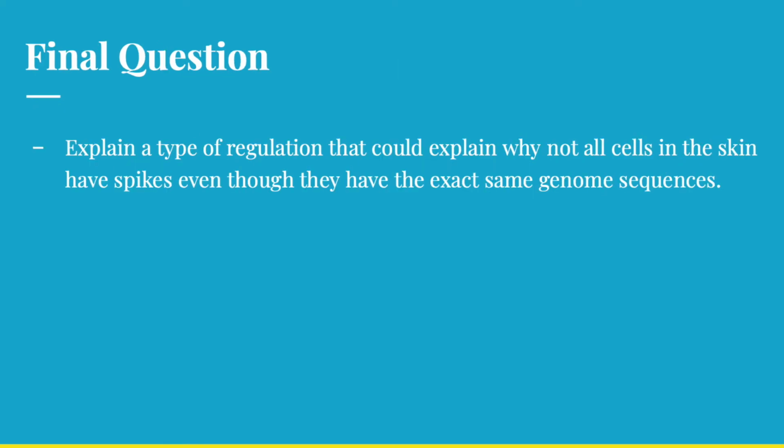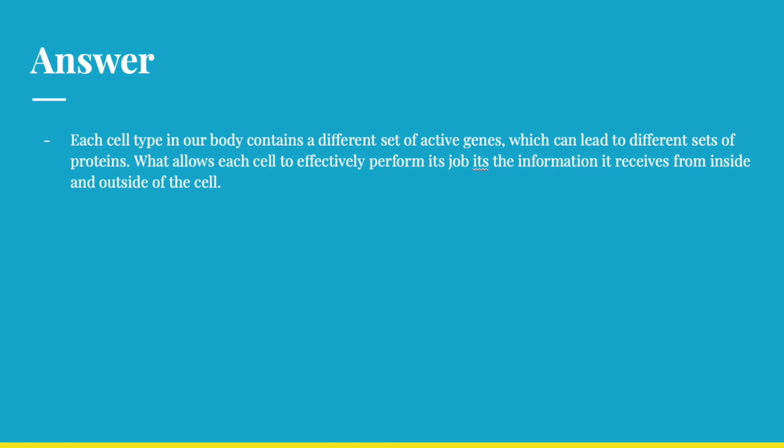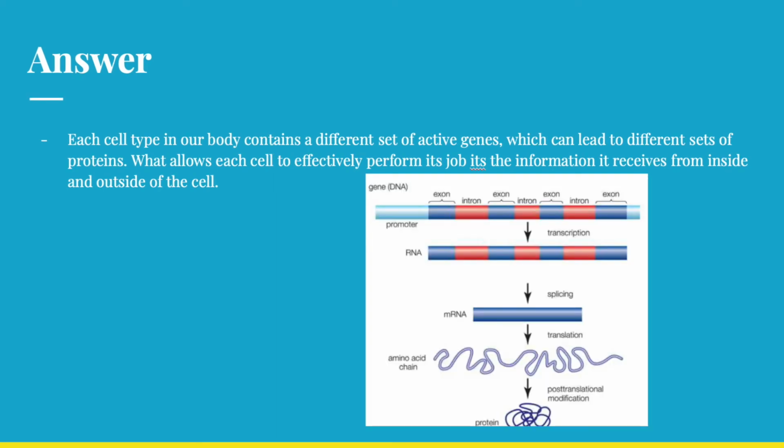To answer this question, we first need to go back and look at the most basic form of life, a cell. Each cell type in our body contains a different set of active genes, which can lead to a different set of proteins. What allows each cell to effectively perform its job is the information it receives from inside and outside of the cell. One example of this is a transcription factor binding to the cell. It sends the cell information such as mRNA splicing or division of the cell into different proteins.